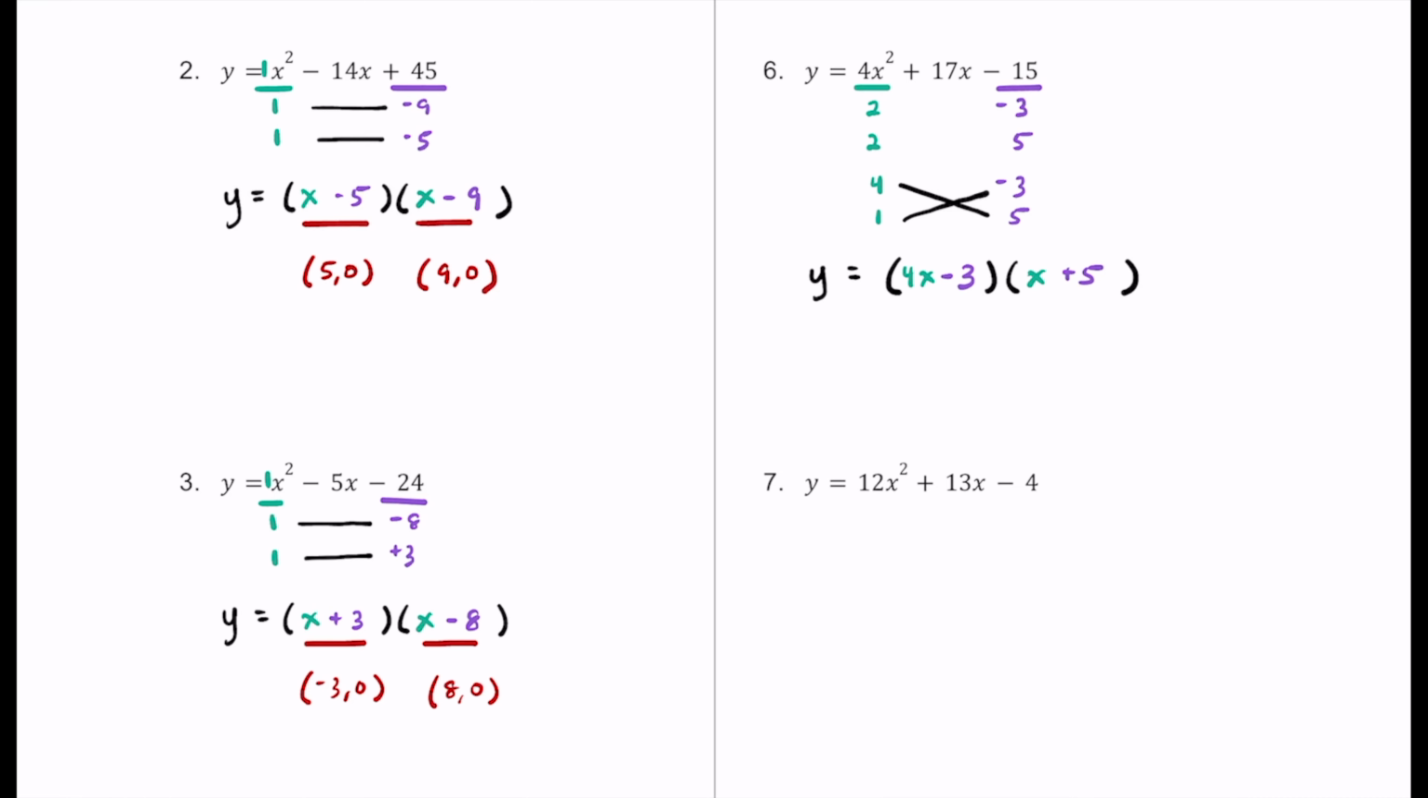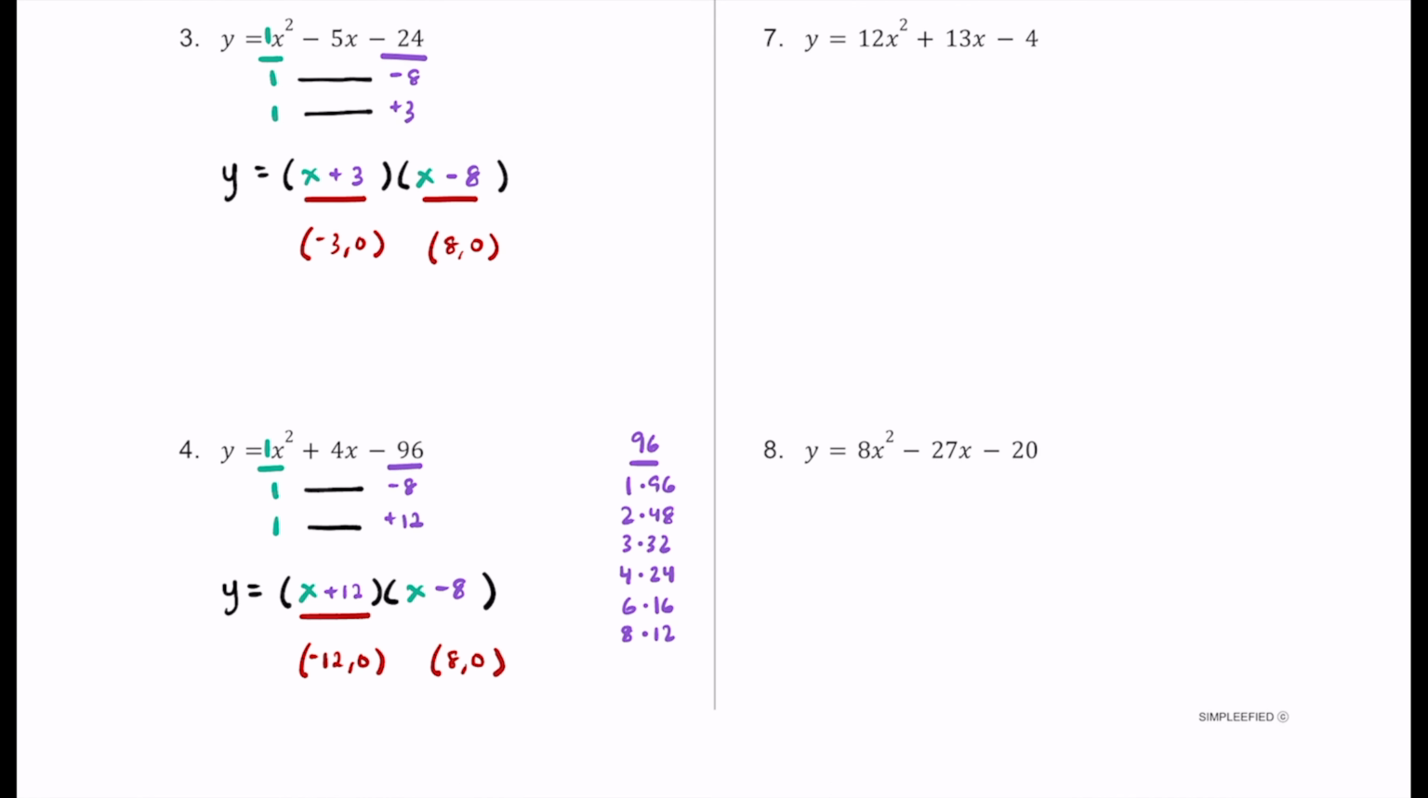Okay, if you want to know your x-intercepts from this one, what makes this become 0? It's going to be 3/4 comma 0. So that 4 and 4 would cross cancel. And then what would make this become 0? That would be -5 comma 0. So these would be the two x-intercepts.